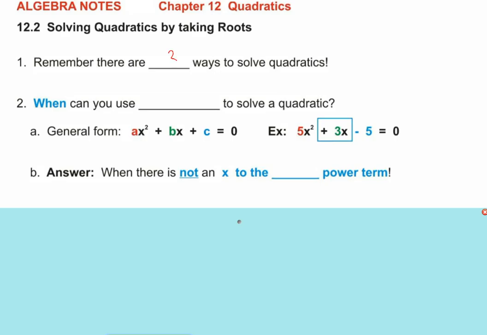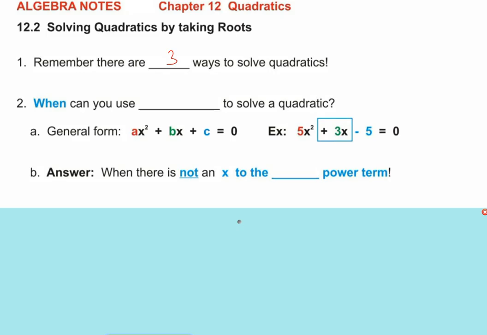So number one is, remember, there are three ways to solve quadratics. That's got to be foremost in your thought. If you have not memorized those three ways yet, you are already a couple days behind. You need to memorize those, as I said when you guys watched the first lesson. That's the thought that has to be in your head.